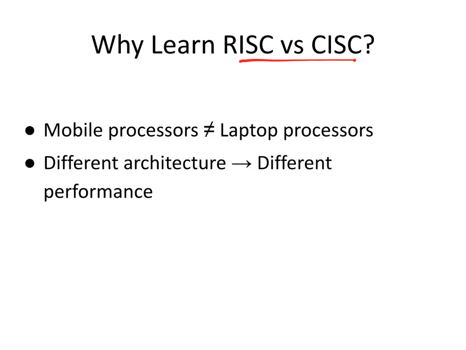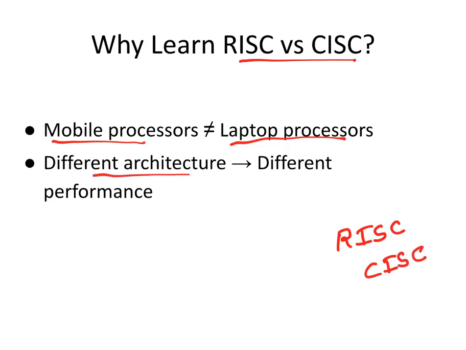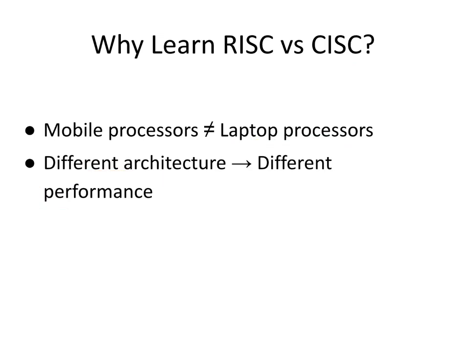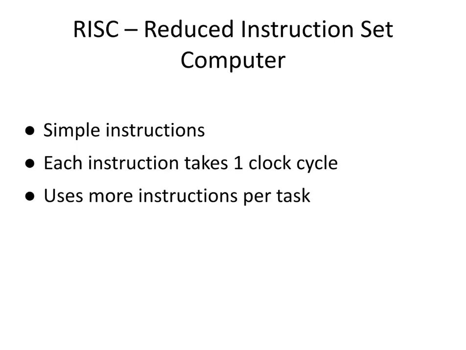Have you ever wondered why your smartphone has a different kind of processor than your laptop? Yes, that's correct. Your mobile processor and your laptop processor are not the same. That's because of two different CPU architectures, and that is nothing but RISC and CISC. Now these different architectures result in differences in performance, right? So understanding this will help you in understanding real-world technical knowledge.